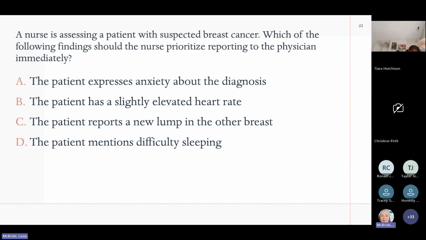So again, if the patient has an area in the opposite breast that they feel is new, that definitely needs to be checked out, because when you have cancer in one breast, it's very likely that you may end up developing breast cancer in the other as well.